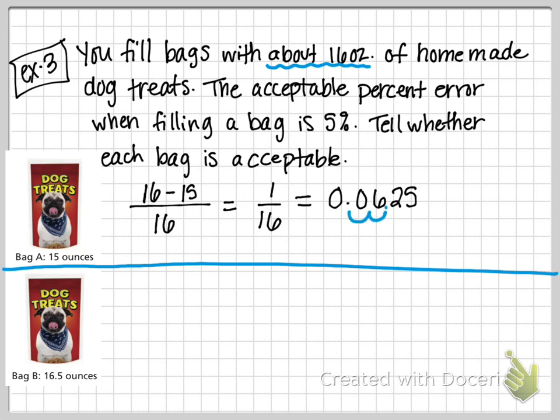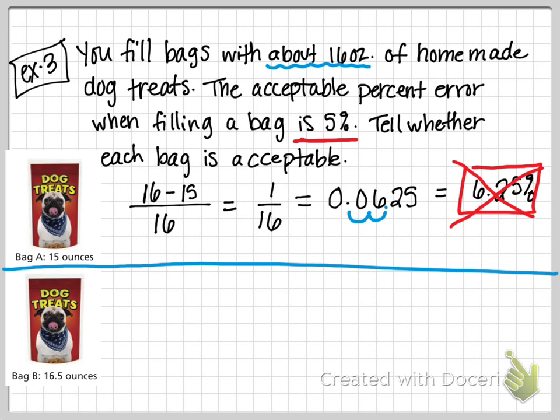From this decimal, we can find the percent error. 1, 2, move our decimal 2 places to the right. So this is 6.25% error. Is that acceptable based on what we were told in the question? The answer is no, because it says the percent error must be 5%. This is too big of an error. This is more than 5%, so you are too far off. So for bag A, you probably need to add a little bit to get it closer to that 16 ounces for it to be acceptable.